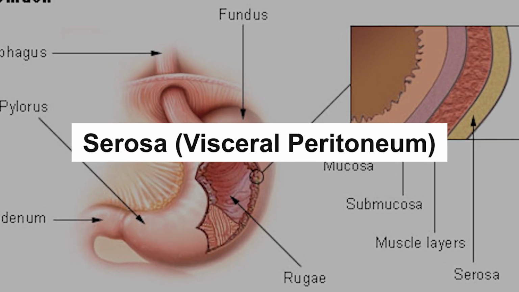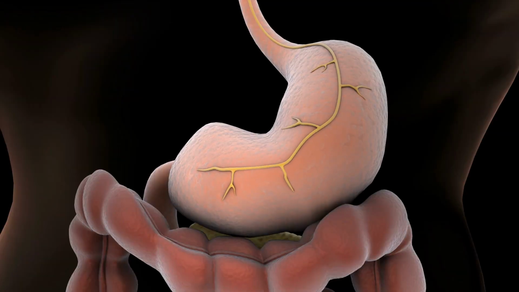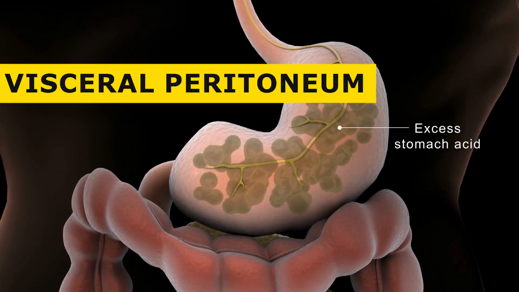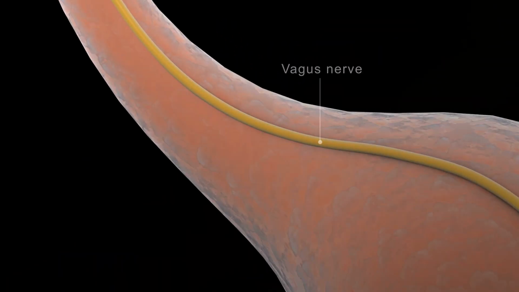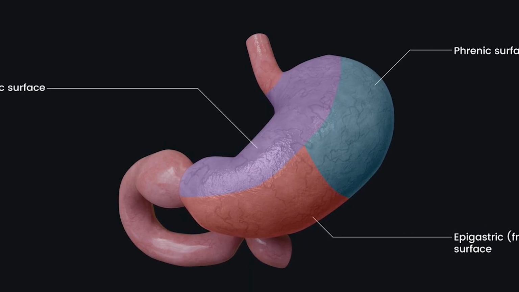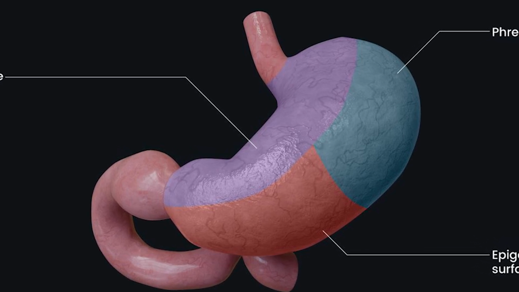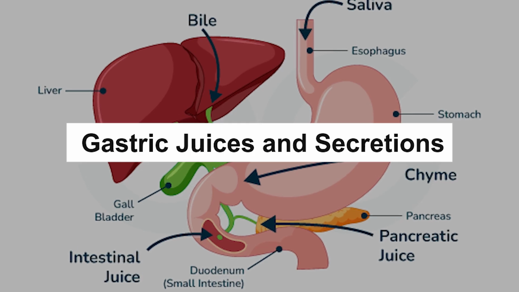Serosa, or visceral peritoneum. The outermost layer is the serosa, also known as the visceral peritoneum. It is a smooth membrane that covers the external surface of the stomach, reducing friction between the stomach and surrounding organs during movement. Gastric juices and secretions.